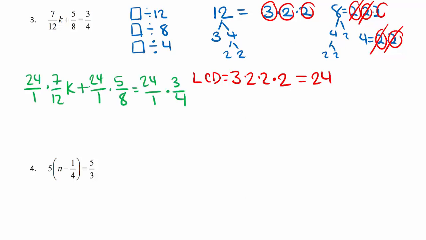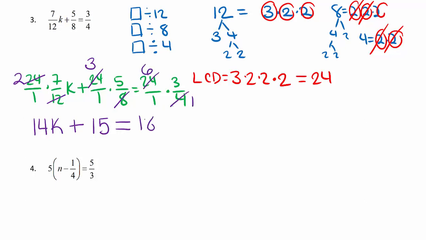So I'm going to take every single term in that equation and multiply it by 24, or 24/1. Now I can reduce. I can actually cancel out the denominators. 24 divided by 12 is 2. So that first term becomes 2 times 7, which is 14k. 24 divided by 8 is 3. 3 times 5 is 15. So the second term is 15. And 24 divided by 4 is 6. 6 times 3 is 18.